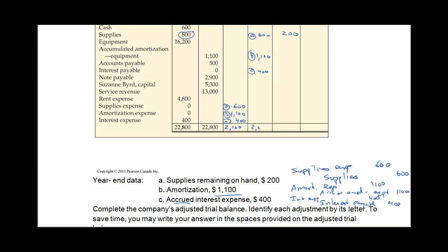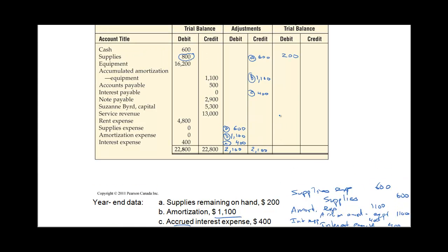Okay, so we can add all of this up, and we get $2,100 there, $2,100 there worth of adjustments. And now we're going to go across, and we're going to come up with our final trial balance numbers, the adjusted trial balance numbers. Okay, so cash. Cash is never adjusted, so it's going to be unchanged in this case, $600. Supplies, $200. Equipment, $16,200, no change. Accumulated amortization equipment. Original balance, credit $1,100. We're crediting that again, $1,100, so we are now going to end up with a credit balance of $2,200.